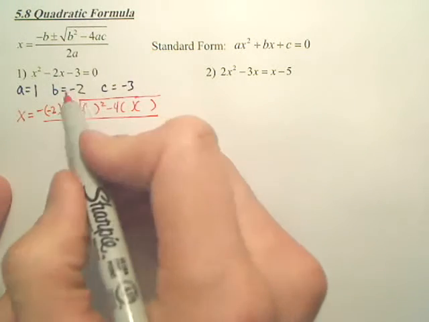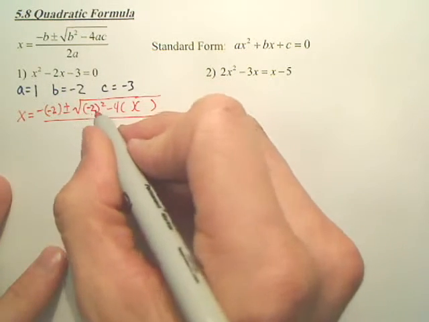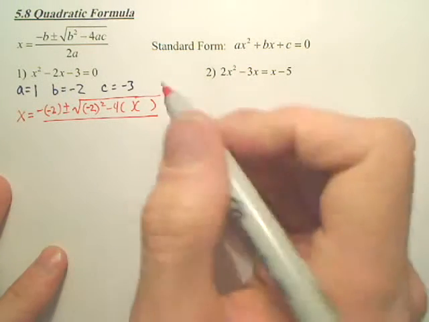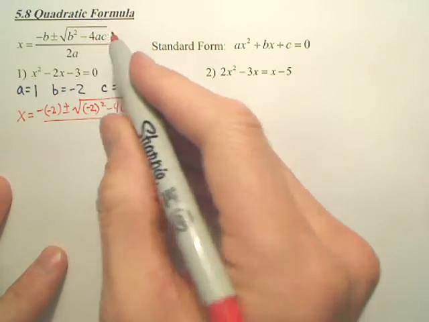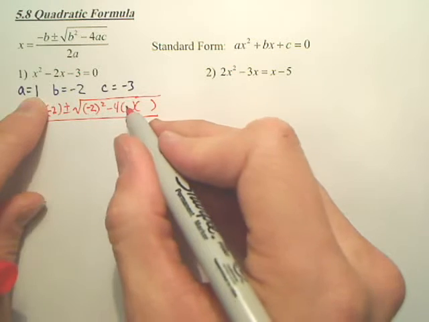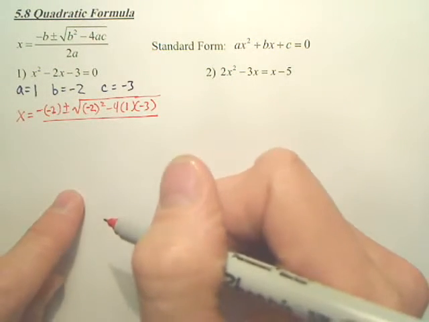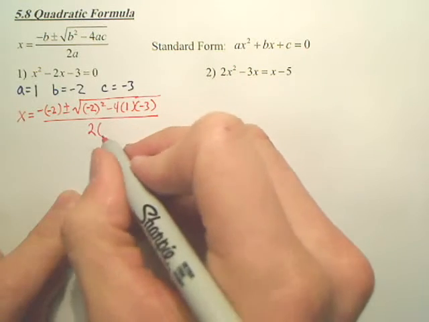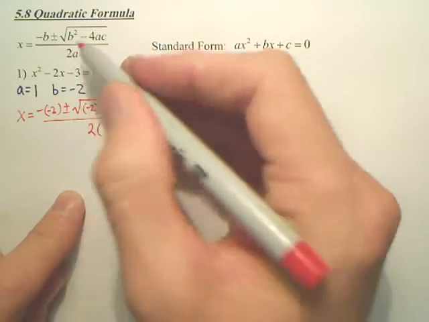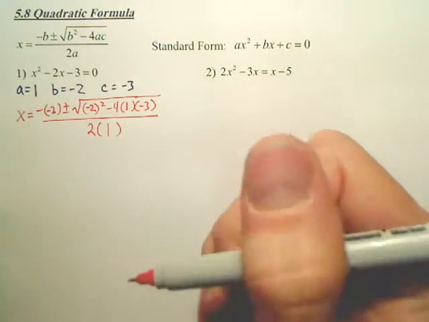Well, it looks like a b squared. B is negative 2. So negative 2 goes in for b. And it says 4ac. So this is a, so a is 1. And c is negative 3. Divided by 2 times, and it says a right here, and a looks like 1.